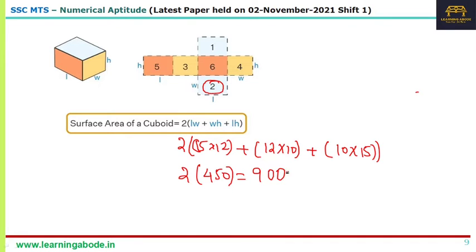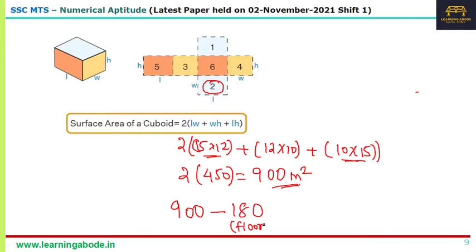But in this 900 meters square, you are going to leave out the floor, okay. So the floor is length into width, okay. It is nothing to do with the height. The floor is length into width, okay. So this 15 into 12 you are going to leave out. That's 180 you are going to leave out. So 900 minus the floor, okay. So that 180 you are going to leave out.